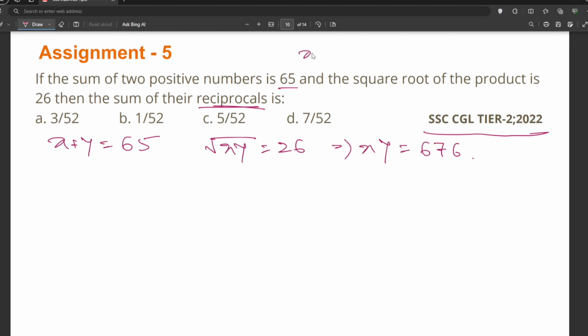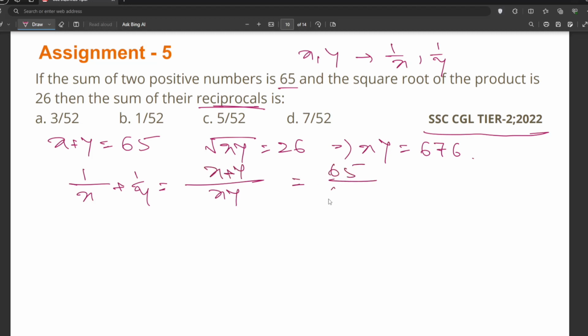Numbers are x and y. Their reciprocals are 1 by x and 1 by y. So their sum is 1 by x plus 1 by y, which is equal to x plus y as numerator and xy as denominator. So 65 by 676. This is 5 and this is 52. So the result is 5 by 52, and option C is the correct answer.